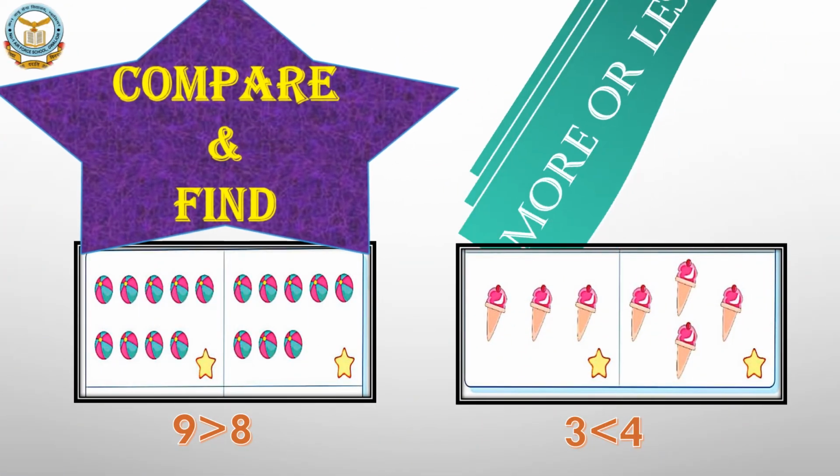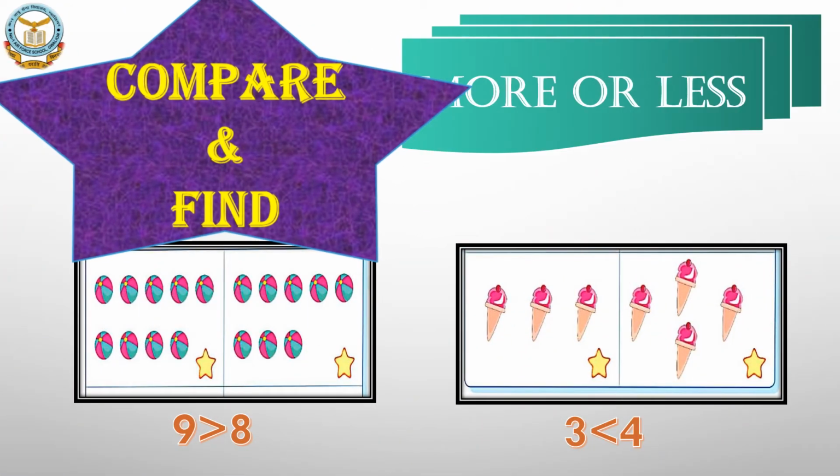Our next subtopic from chapter number 2 is compare and find, and this is a very interesting and easy topic which you have already learned in your previous classes. My dear students, in this concept we are going to count the number of objects and then compare them, which is more in number or which is less in number. So to make you more clear, I have brought you two pictures.